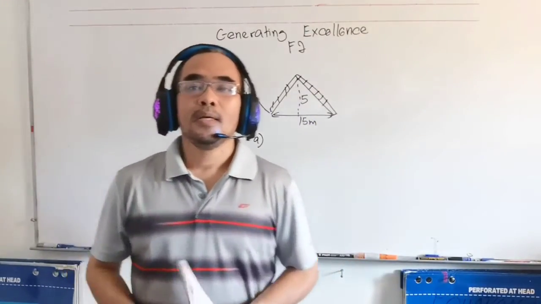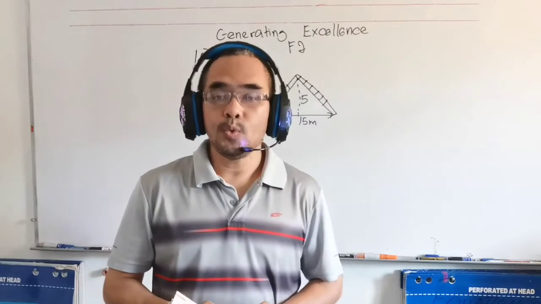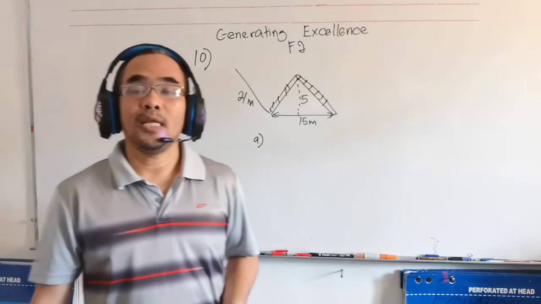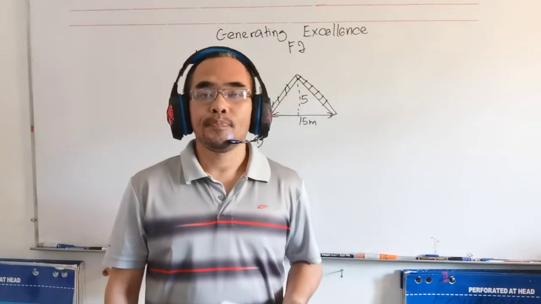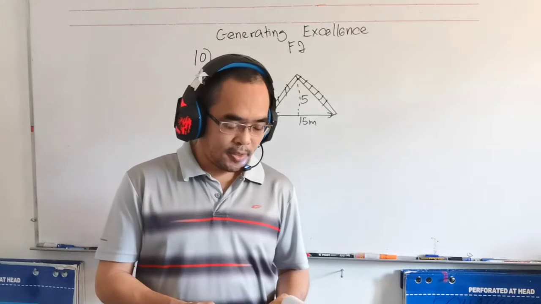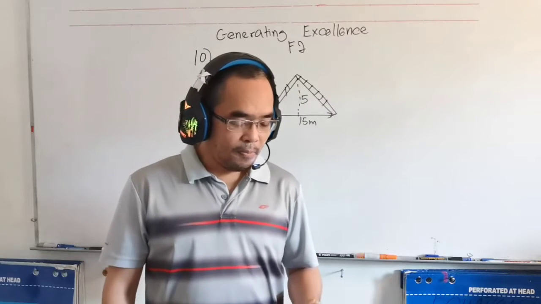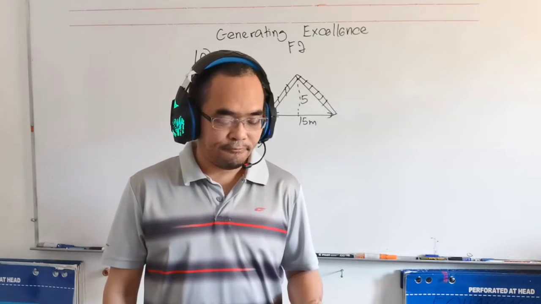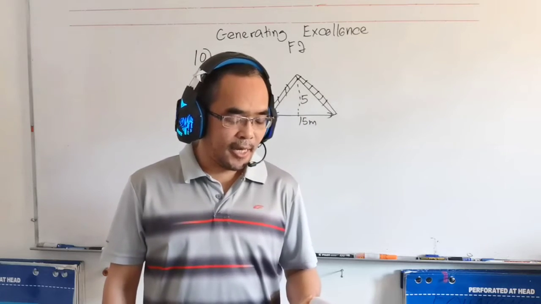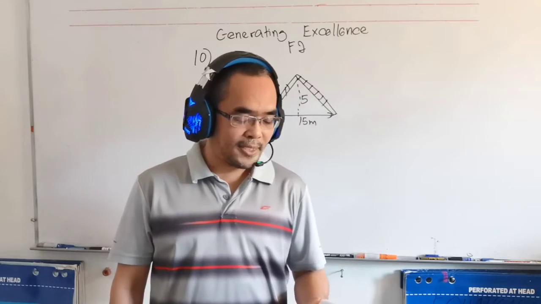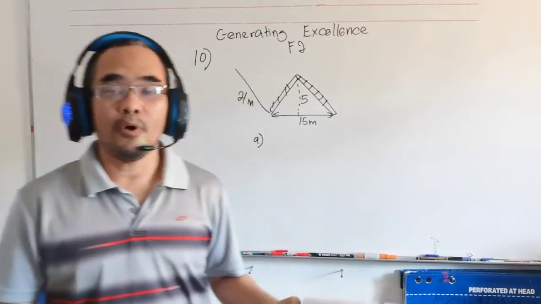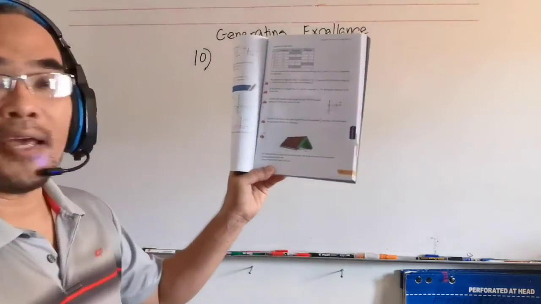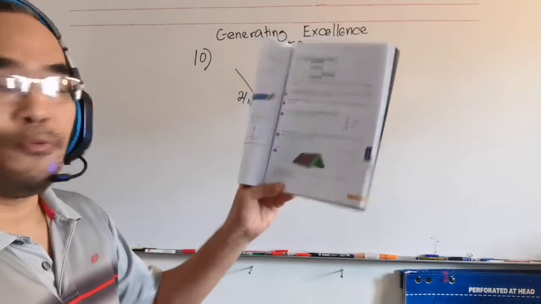Assalamualaikum and hi. Now we are going to do question 10, Generating Excellence, syllabus Form 2. The question is, the diagram above is the roof of a terrace house. If the height of the roof is 5 meter, calculate A, the gradient of the roof, B, the length of the slant of the roof. For those who are not in Form 2, there's a diagram there showing a roof.